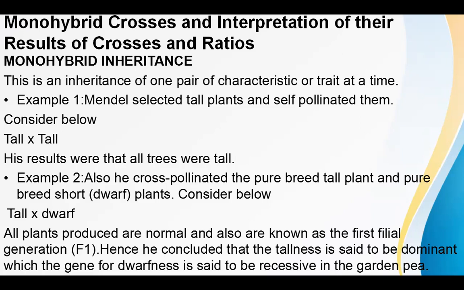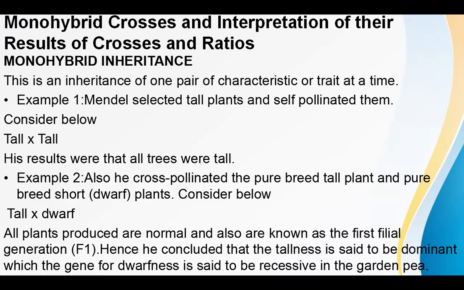In the second example, he cross-pollinated a pure-bred tall plant and a pure-bred short, that is, dwarf, plant. All the plants produced were tall. This means the tall and the dwarf traits came together, and these offspring are known as the first filial generation. Hence, we conclude that tallness is dominant, while the gene for dwarfness is recessive in the gene pair.